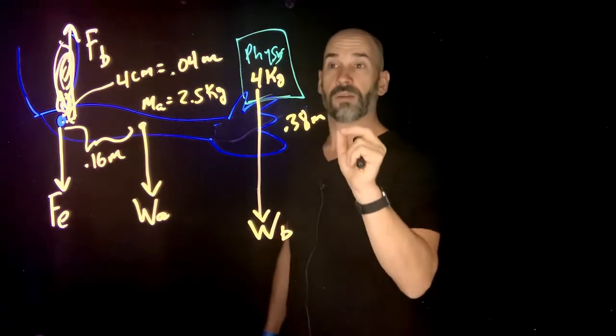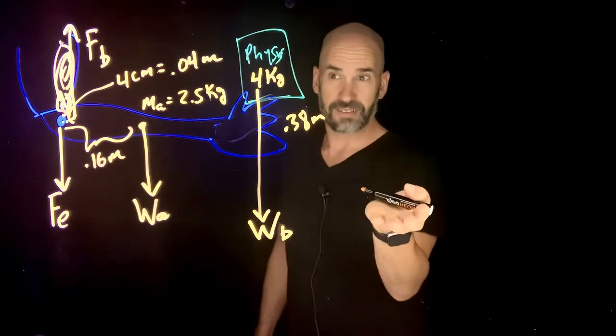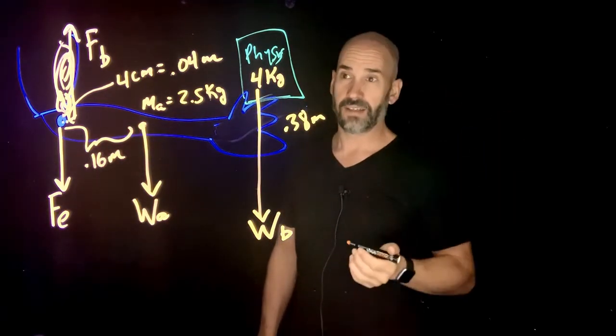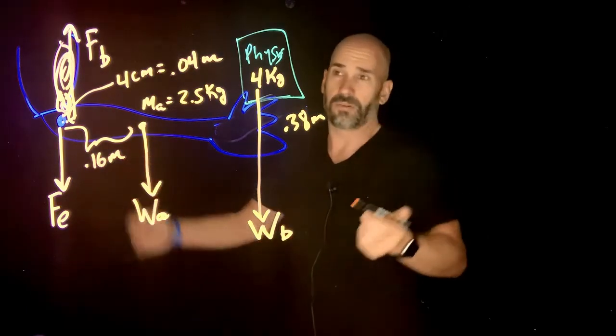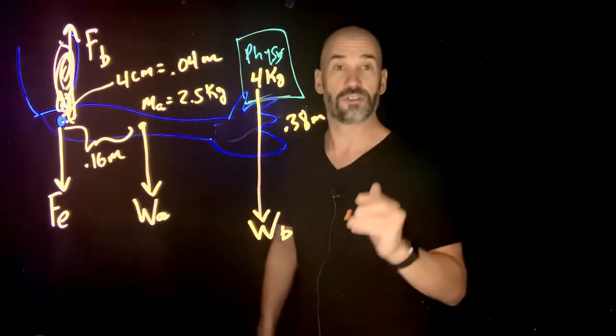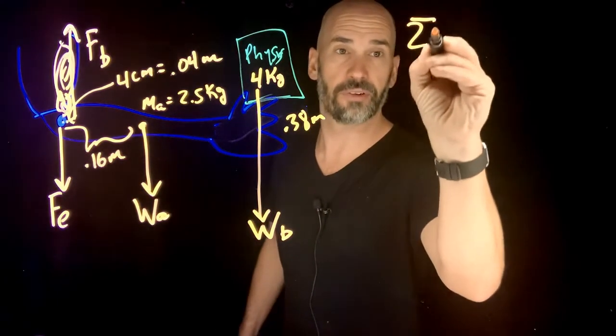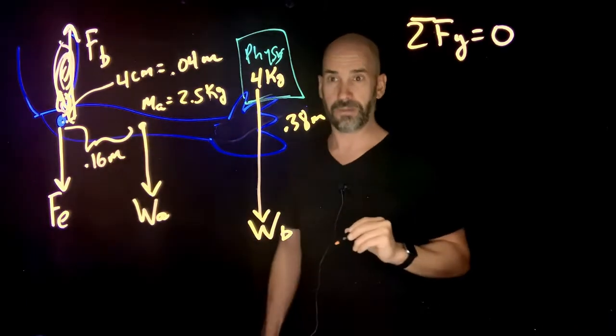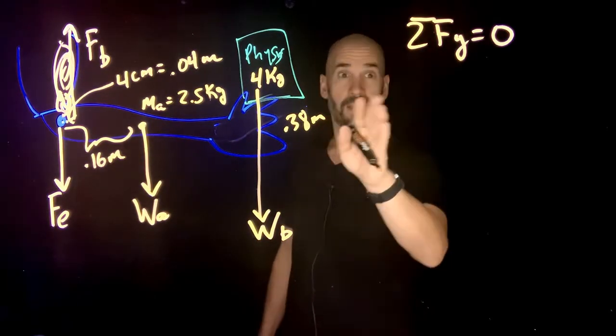Now, we start out with summation of forces in x. Are there any forces in the x direction? Do we even need that? No, we don't, right? But what about summation of forces in y? Absolutely, super important. So let's do that. Sum of forces in y equals 0. That's our first condition for stability, for static equilibrium.